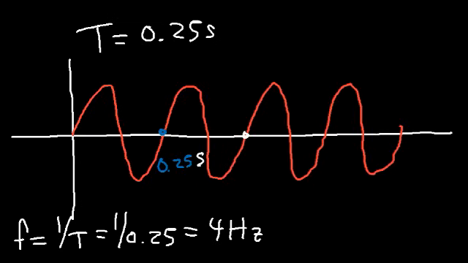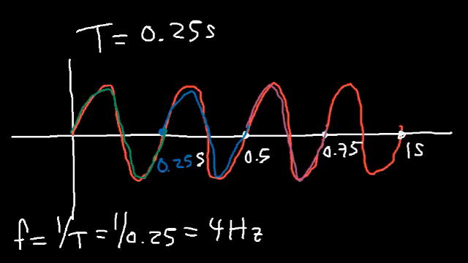Notice that this is 0.5, this is 0.75, and this is 1. So notice the number of cycles that we complete in 1 second. This is 1 cycle. Here's the second cycle. This is the third cycle. And this is the fourth cycle. So there are 4 cycles that occur in a single second. And that's the frequency, the number of cycles that occurs in 1 second. So that's why the frequency is 4 hertz. In 1 second, there are 4 cycles.